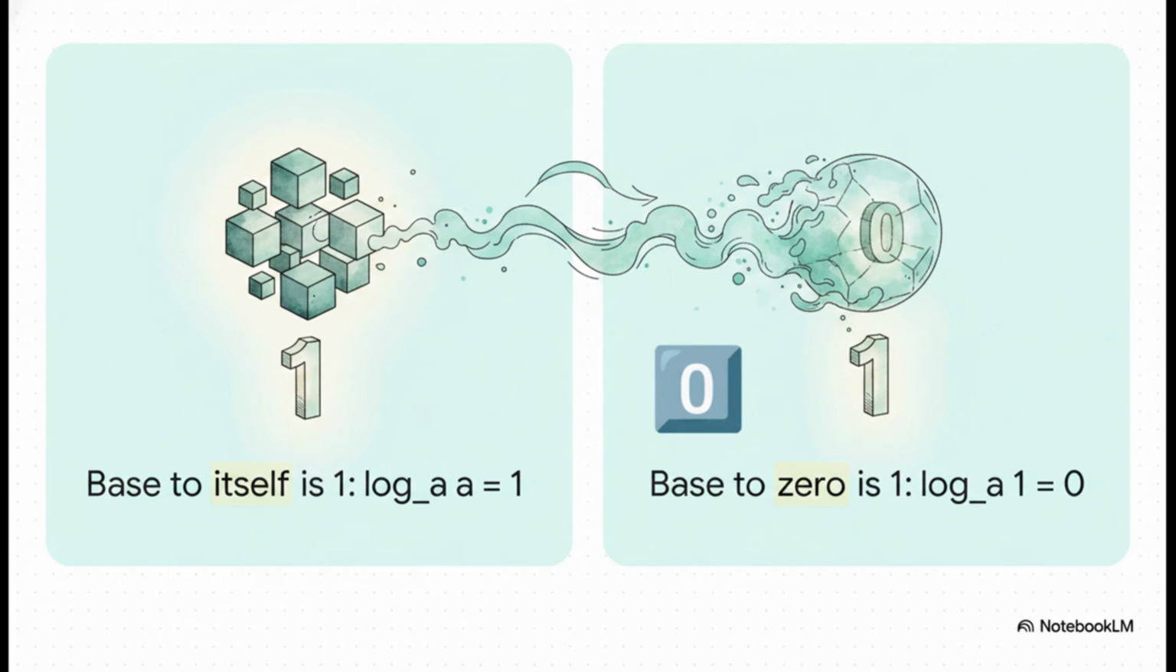On the flip side, we have log base a of 1 equals 0. Think about it. To what power do I need to raise any base to get a result of 1? 0, because any non-zero base raised to the power of 0 is always 1. So log base 10 of 1 is exactly 0. These aren't just random rules, they're logical certainties based entirely on how exponentials actually work.